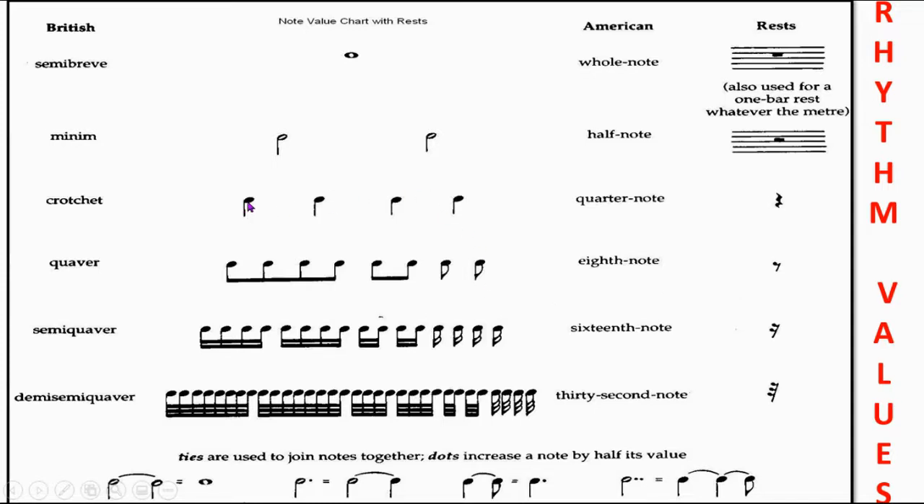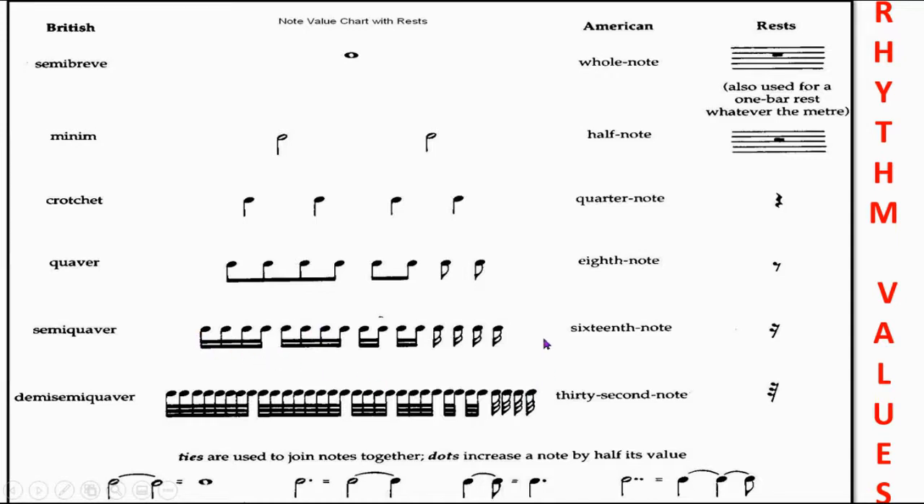One quarter note equals 2 eighth notes, or in the British term, quavers. 8 eighth notes fill a 4/4 bar, and this is how the eighth rest looks.